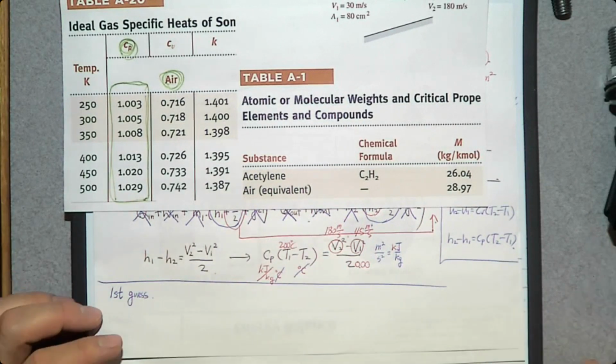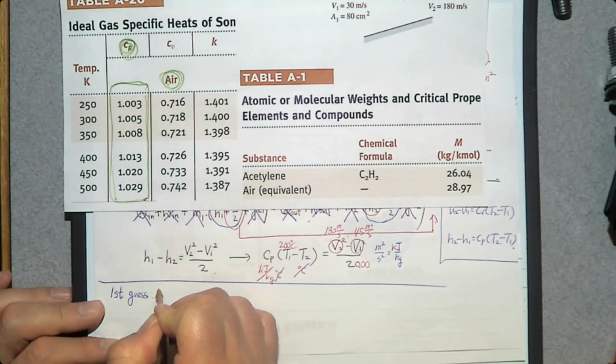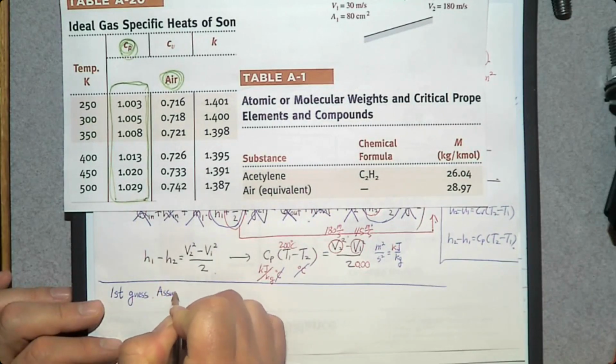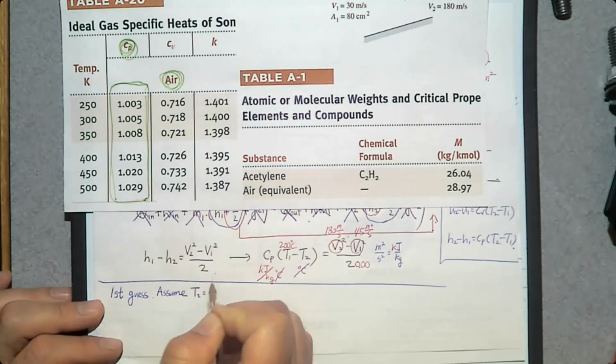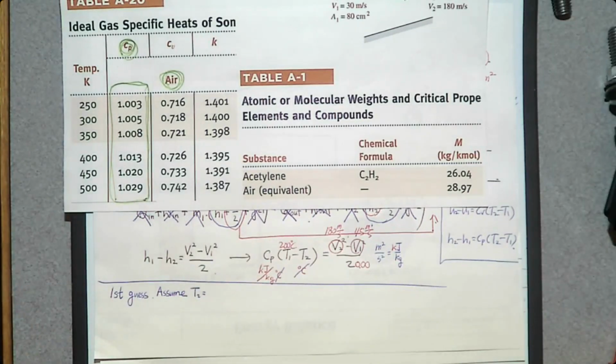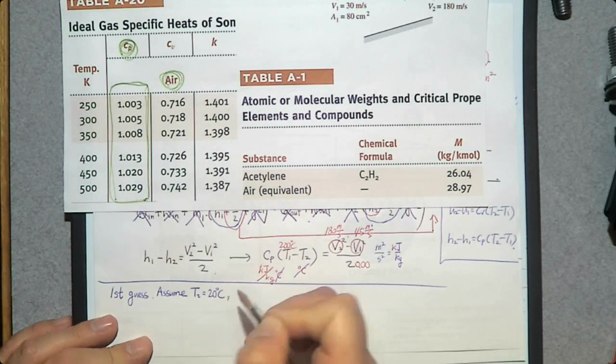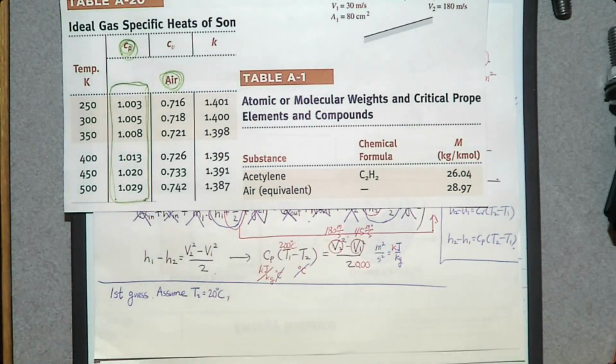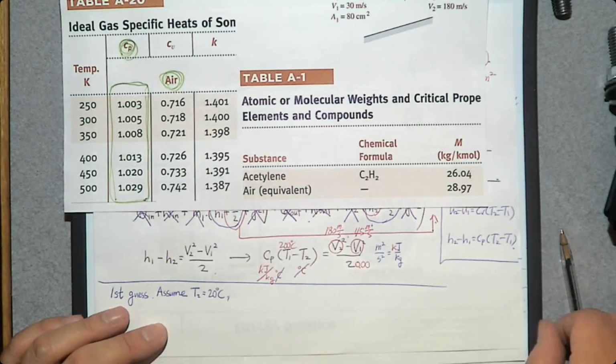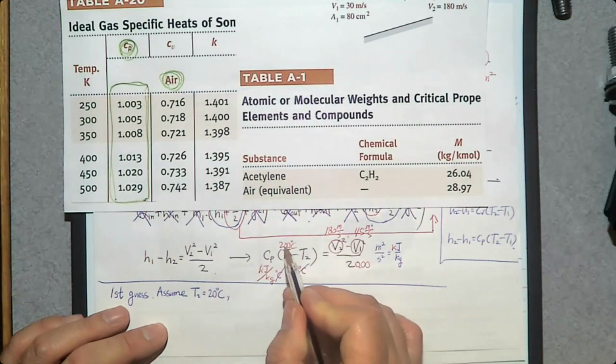This is the iteration method. I'm going to assume T2 is some value, anything. Let's say room temperature. I'm going to assume the exit temperature is room temperature, 20 degrees Celsius. Then based on this assumption, let's solve it. Okay, we can do that. Then we assumed T2 is 20 and T1 is 200.